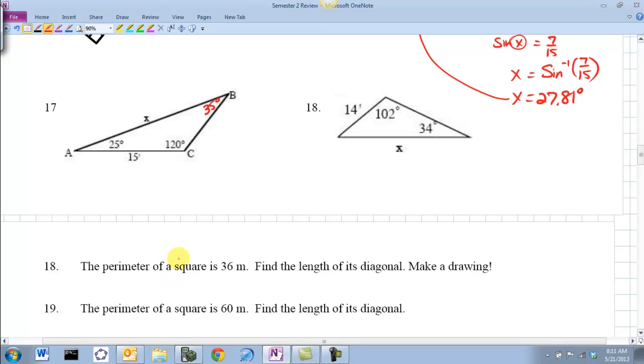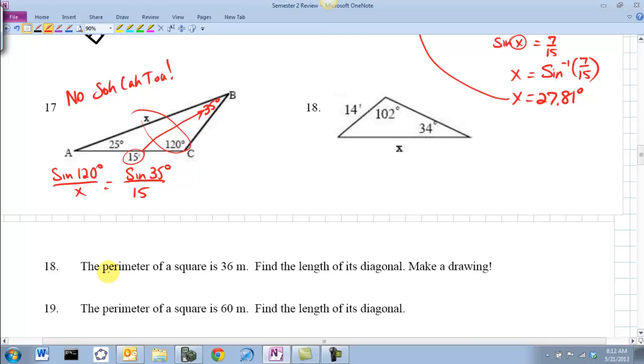Now, I cannot use SOHCAHTOA because this is not a right triangle. So that one's out. So it's either law of sines or law of cosines. Well, let's see. Since I like the law of sines, I'm going to try that first. I know that these two are going to have to be used because I'm supposed to find out what x is. So I know that's got to be part of it. And the only other side I know is the 15 here. So that goes with the 35. So I really did need that other angle. Sine of 35 over 15.